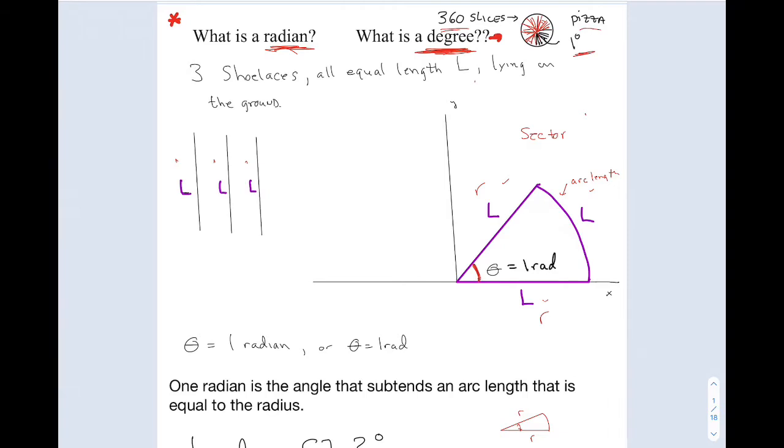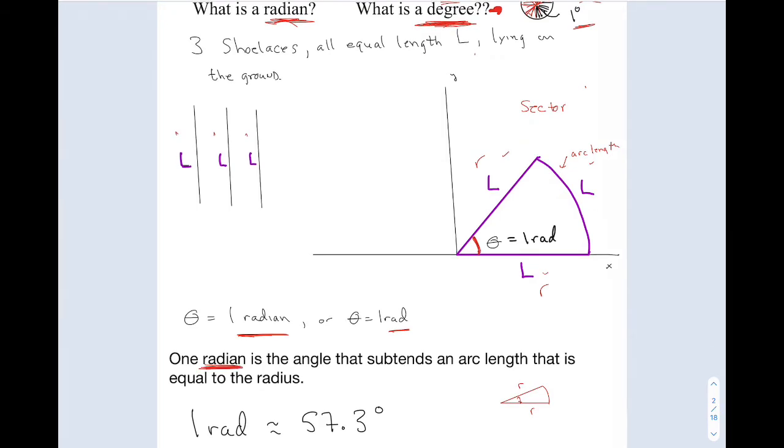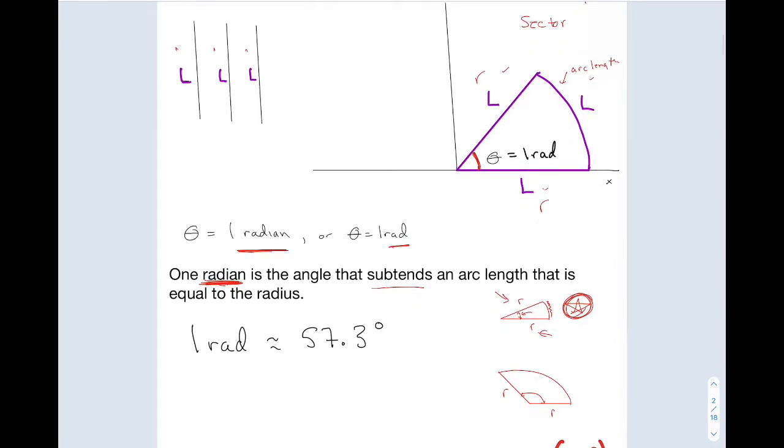Okay, this angle here, that angle theta, that's defined to be 1 radian. Or you can abbreviate a radian as 1 rad. All right. Now, the definition of a radian: 1 radian is the angle that subtends an arc length that's equal to the radius. So for example, if I have a little angle like this, or a little sector here, this radius is big, this arc length is very small. That angle would not be a radian.